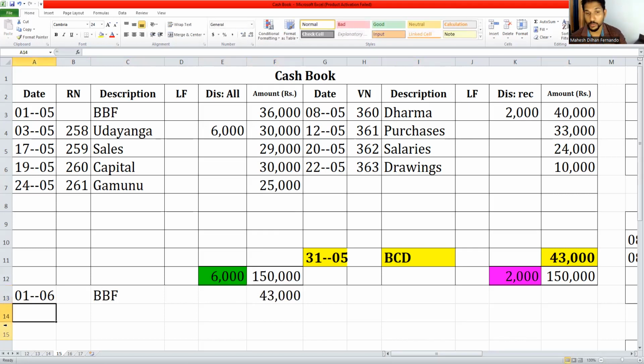In the previous question also, in the next month, balance brought forward is 43. Please remember, this month's closing balance becomes the next month's opening. Previous month's closing balance becomes current month's opening. Remember those things.